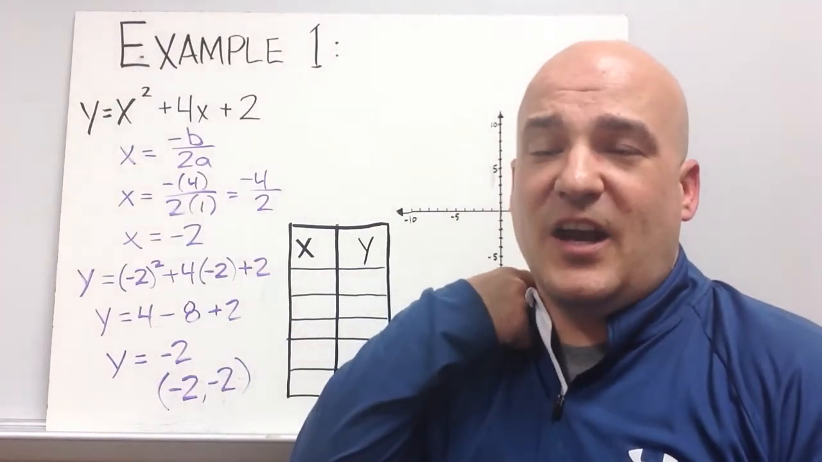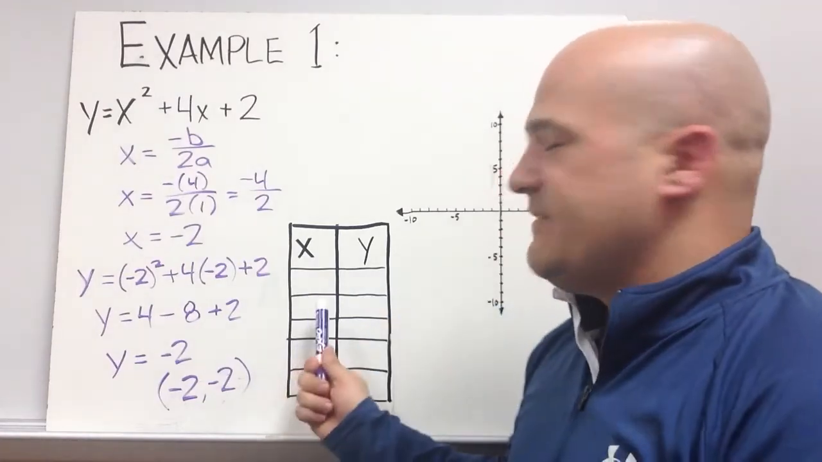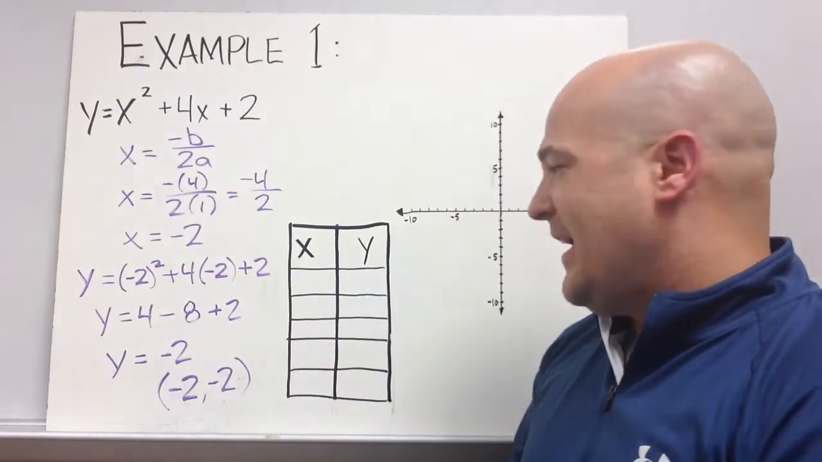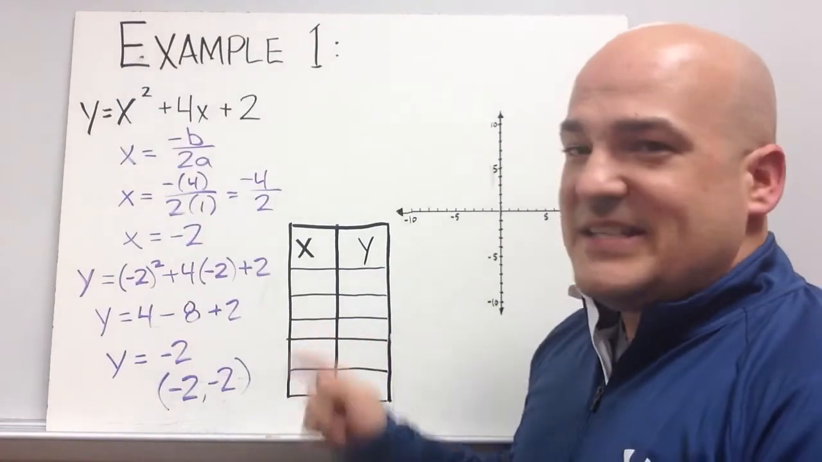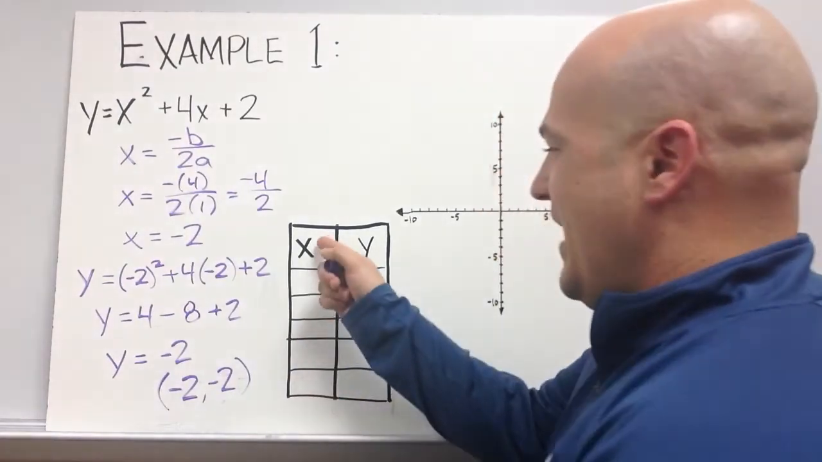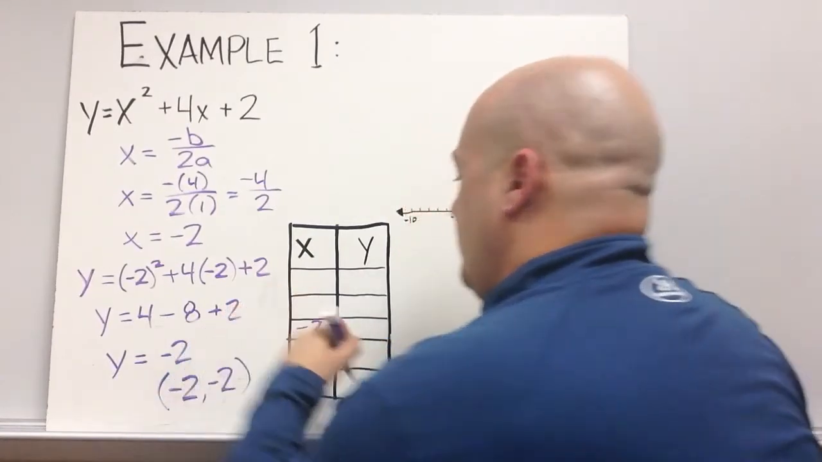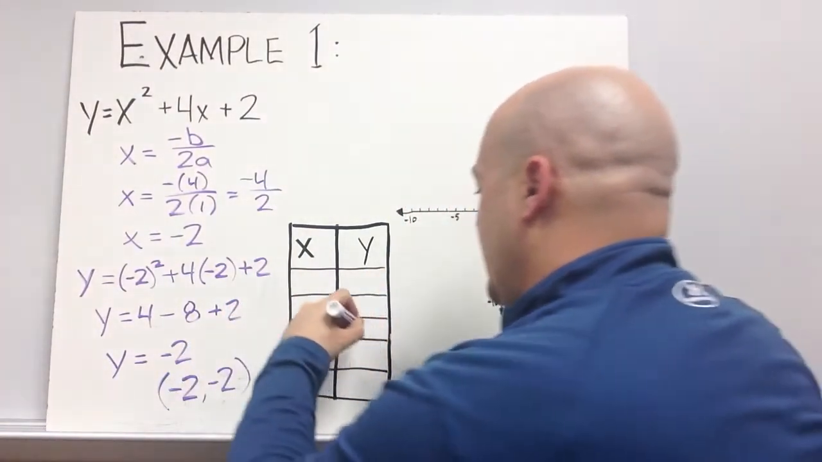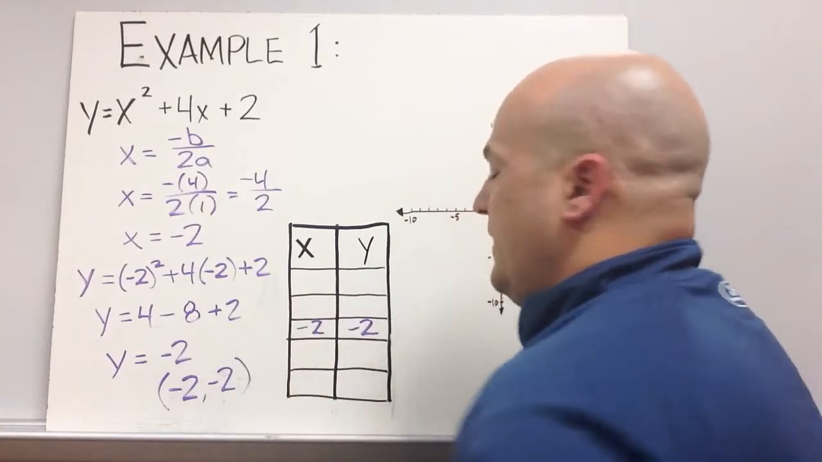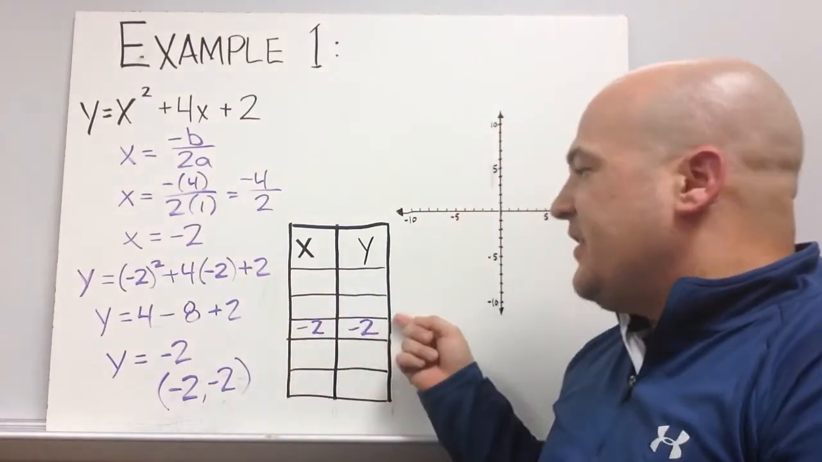From there we can move on to step number 2. Step number 2 is to fill in a table of values. What I'm going to do is put my vertex in the center of my table of values. So my x value was negative 2, and my y value was also negative 2. So it's in the center of my table of values.